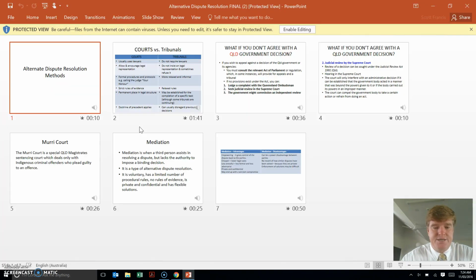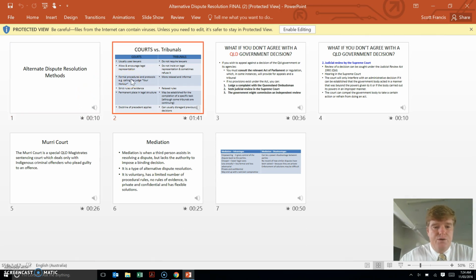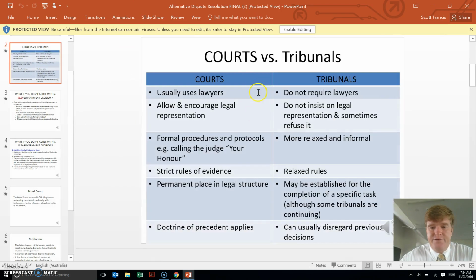So we're going beyond just the court system. And we talk about the fact that we can have courts and tribunals and the difference there. Courts are a far more formal process, tribunals less formal. Courts have legal representation, tribunals not so. So stricter rules of evidence, more relaxed rules in a tribunal. So have a look at that.